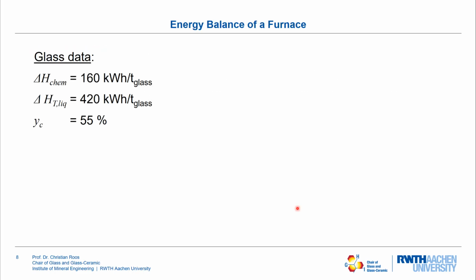Now let's have a look at a sample calculation. We assume the following glass data. The glass should have a chemical reaction enthalpy of 160 kilowatt-hours per ton of glass. The sensible heat demand of the glass at the respective temperature should be 420 kilowatt-hours per ton of glass. And the cullet content in the furnace should be 55%. This leads to an exploited heat of 492 kilowatt-hours per ton of glass, according to the previously shown equation.